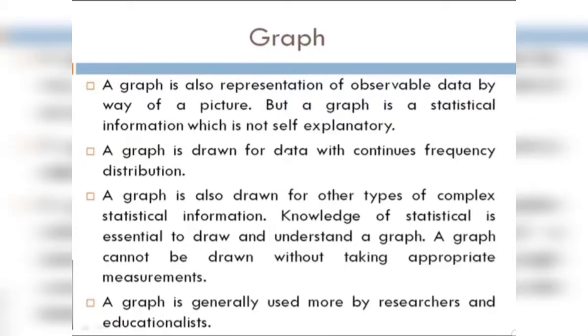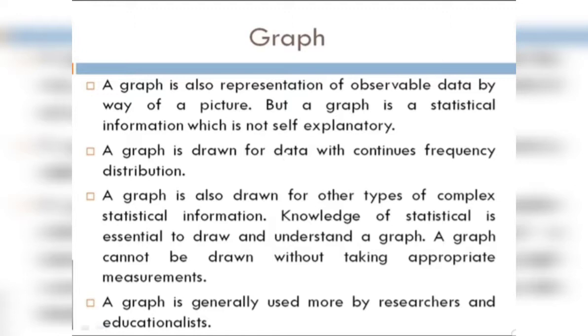Now in this graph there are 4 points that you will write. The first one: a graph is also a representation of observable data by way of a picture. In the diagram also you will write the same thing, observable data by way of a picture, which is represented in both graph and diagram.